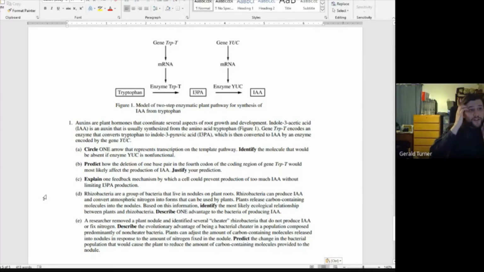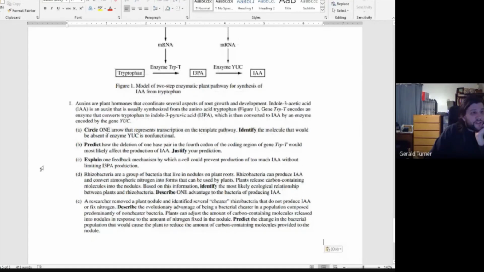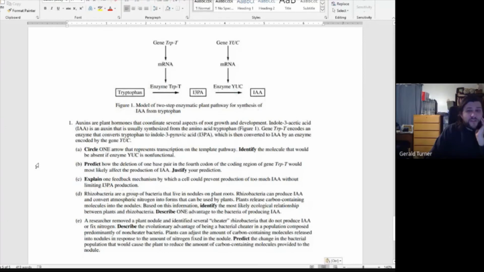Rhizobacteria are a group of bacteria that live in nodules on plant roots. Rhizobacteria can produce IAA and convert atmospheric nitrogen into forms that can be used by plants. Plants release carbon-containing molecules into the nodules. Based on this information, identify the most likely ecological relationship between plants and rhizobacteria. Describe one advantage to the bacteria producing IAA. And then part E, a researcher removed a plant nodule and identified several cheater rhizobacteria that do not produce IAA or fix nitrogen. Describe the evolutionary advantage of being a bacterial cheater and predict the change in the bacterial population that would cause the plant to reduce the amount of carbon-containing molecules provided to the nodule.